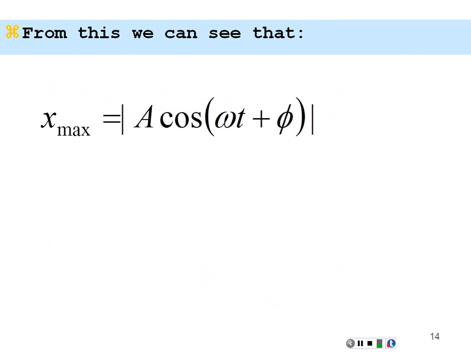From this we can see that our maximum position for this oscillation would correspond to when the cosine function is maximum, and that's when it's equal to 1. So our maximum position is simply going to be equal to the amplitude this way, or the amplitude that way, negative A or A. If I take the absolute value, then our maximum position away from equilibrium is going to be equal to the amplitude A.